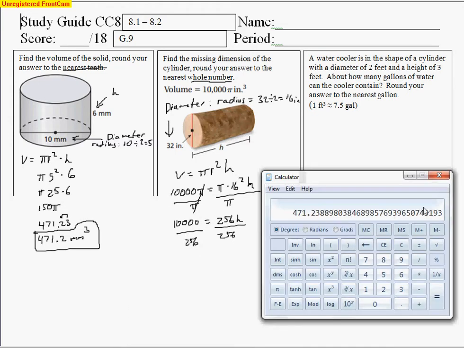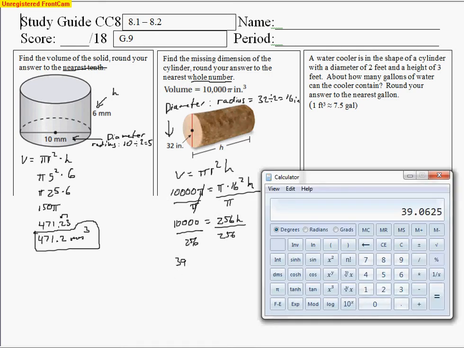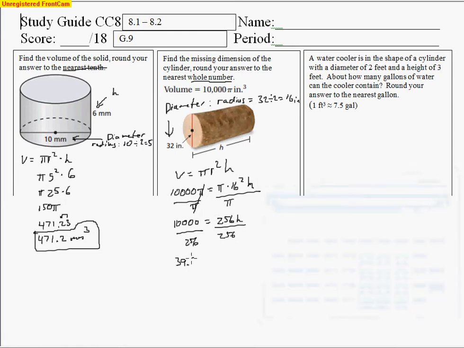So let's check out what that is. Again, 16 squared, that's how I'm getting that 256. So I get 10,000 divided by 256, and that gives me 39.06. We're supposed to round to the nearest whole number. We look at the 0, and that does not round it up, it rounds it down. So 39 inches is equal to the height.